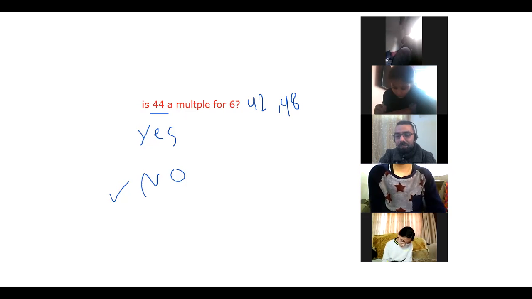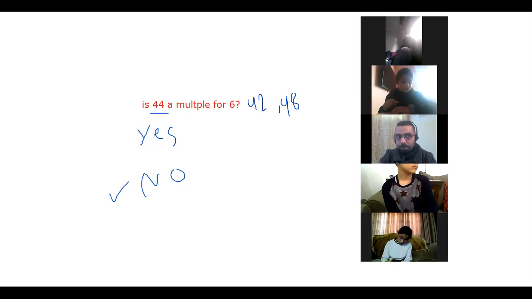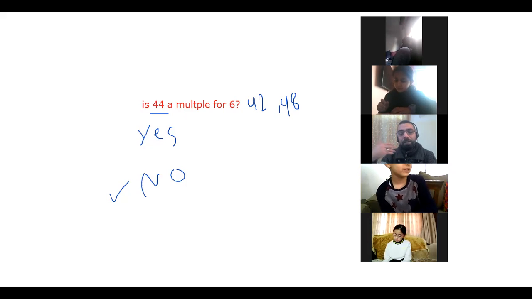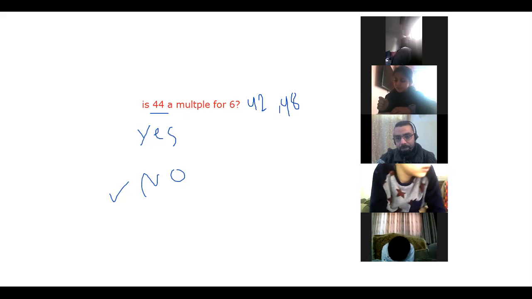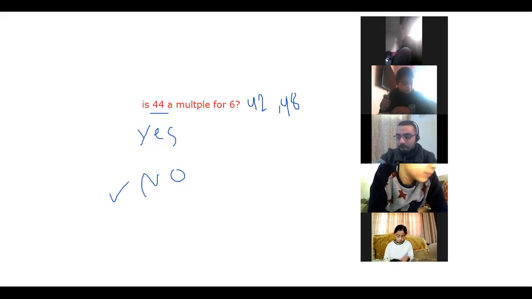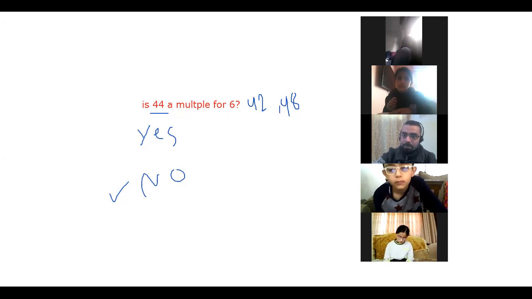Teacher, like 9 times 1, 9, 18, 27. Yes. 36, 45, 54. You understand now? After 45, 54. Yes. 9 times 6, 54. Yes. That's it. Okay?